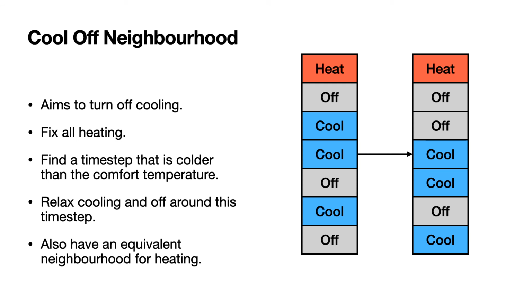The first neighborhood is called the cool-off neighborhood. This neighborhood aims to turn off cooling when it is too cold. It first fixes all the heating, and then it finds a time step that is colder than the comfort temperature, and it relaxes the cooling and off variables surrounding this time step. This neighborhood aims to switch around the cooling and off time steps. The picture on the right shows that the cool and off is pushed later one time step. We also have an equivalent neighborhood for heating, so the cool-off and heat-off neighborhoods are the first 2 neighborhoods.